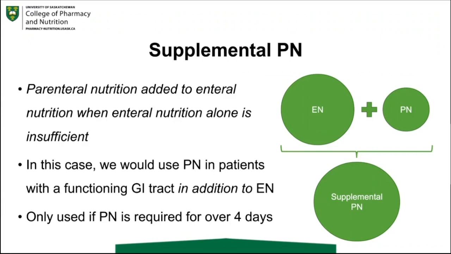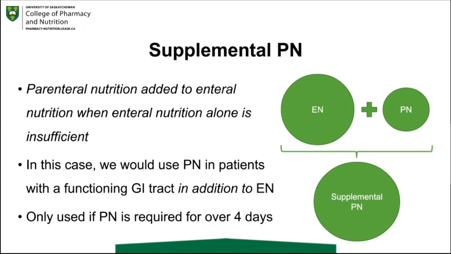Supplemental PN is used when the use of EN or an oral diet is not enough to sustain nutrition requirements. For example, the gastrointestinal tract is functioning but not absorbing well, such as in the case of Crohn's disease or ulcerative colitis, and the patient can tolerate some nutrition orally or via EN, but not enough to meet their calorie and nutrient needs. Supplemental PN in essence means we are simply topping up their nutrition via PN.